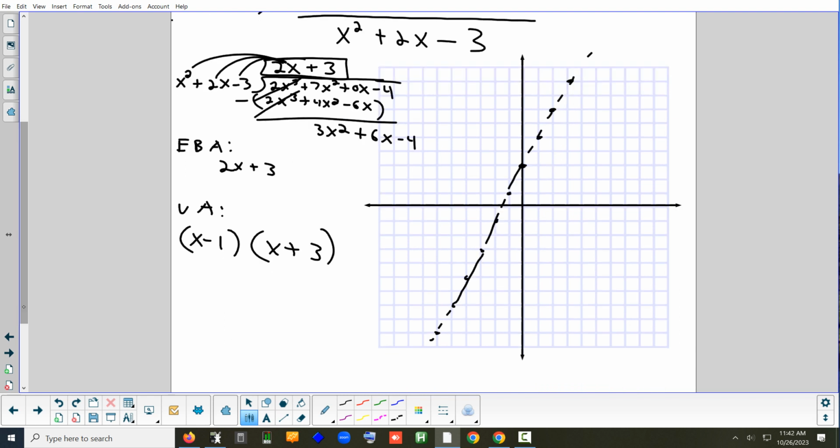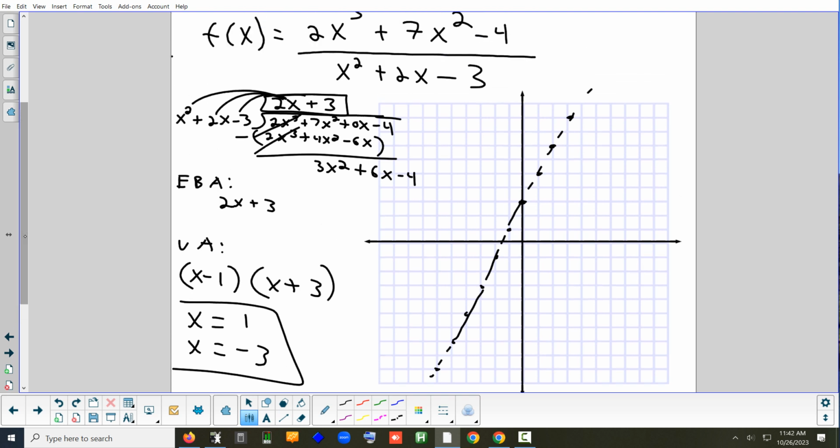So your 2 vertical asymptotes, plus 1 and negative 3. Yep. Kind of annoying that it has 2, because that means it's going to break my graph into 3 pieces. If it only had 1 vertical asymptote, then my graph would have been broken into 2 pieces. Okay, so I got to deal with 3 pieces. So x equals 1 right there, and then x equals negative 3.